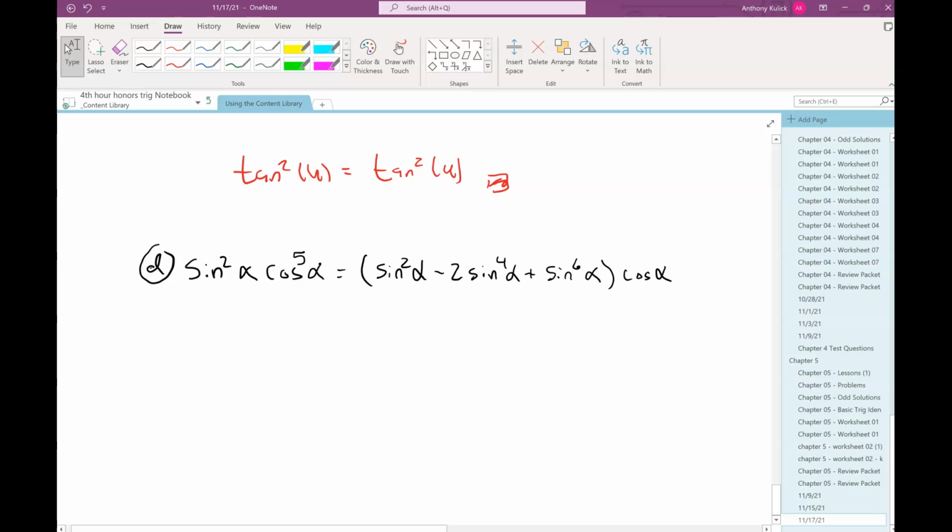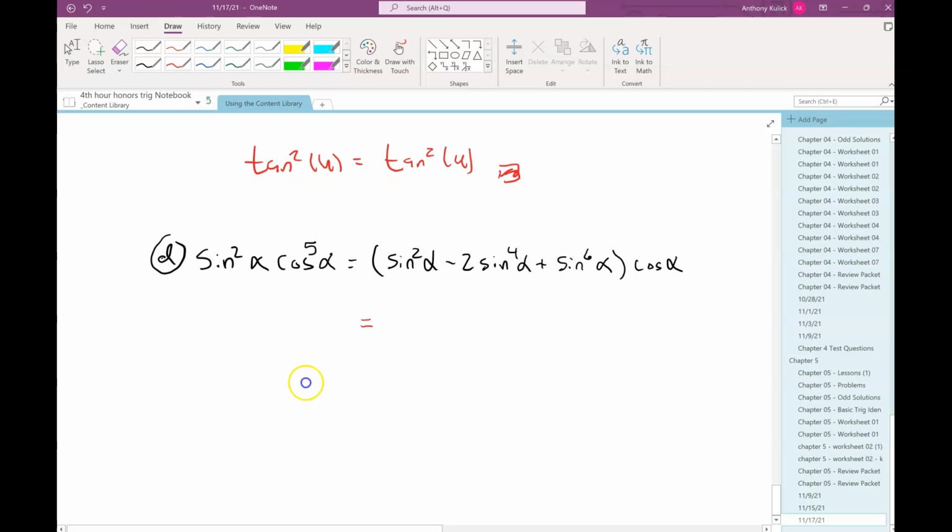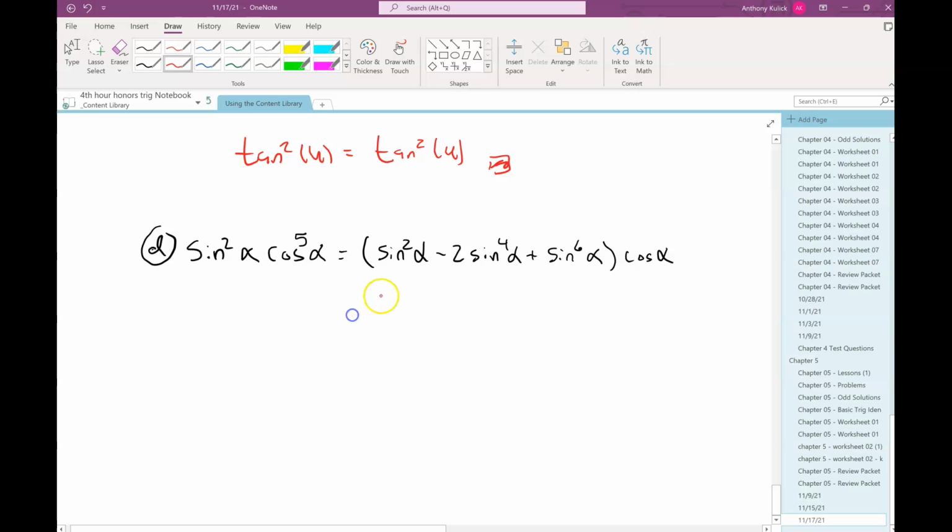All right. Which side do you want to start on? The right. Okay. What should we do first on that right-hand side? What like terms do you see? I see sine squared, sine to the 4th, sine to the 6th. I don't see any like terms.